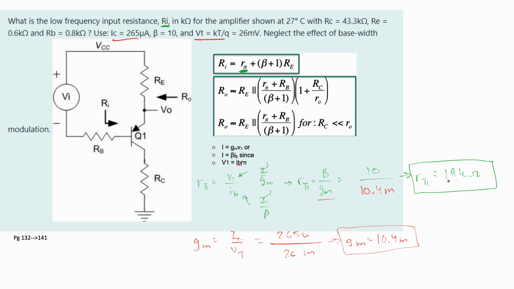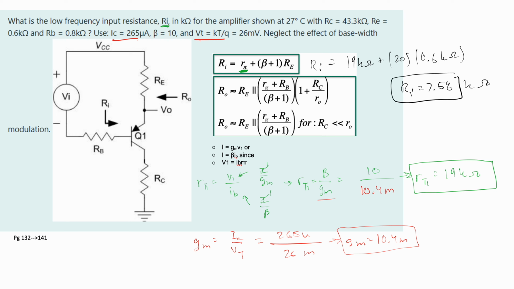Now, we can take this and plug it back into our original equation. So our Ri is equal to 19 kilo ohms plus our beta plus 1, so that's going to be 20, and then we have our Re, which was given to us as 0.6, and this is in kilo ohms as well. So if we multiply everything together and add everything, we are going to get a value of approximately 7.58 kilo ohms for our Ri. And if we're putting this into the answer box, it's just going to be 7.58. So that's how we would go about solving this problem.